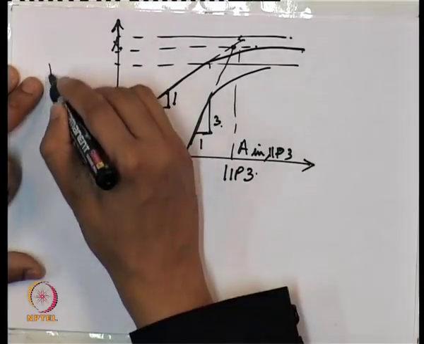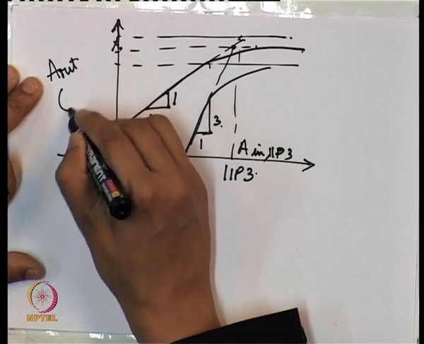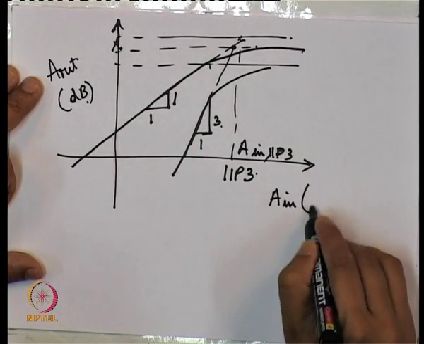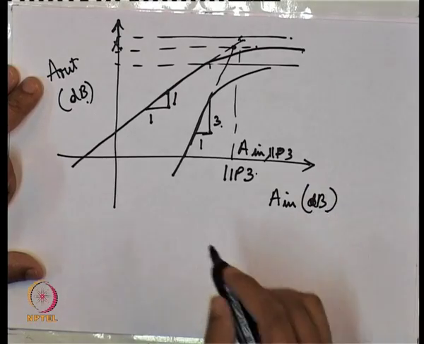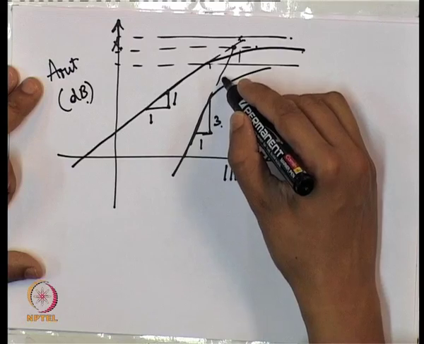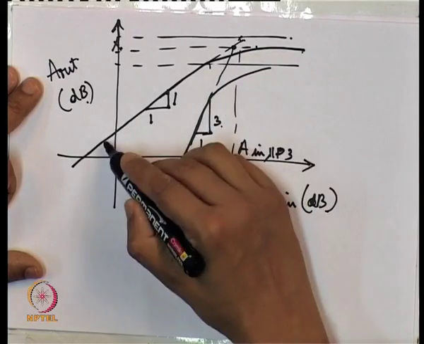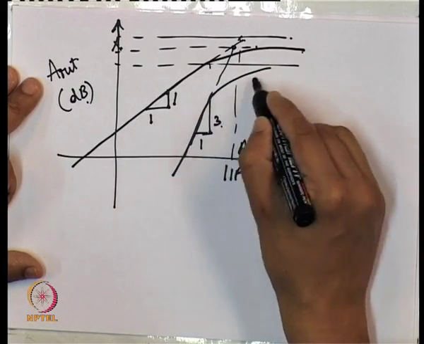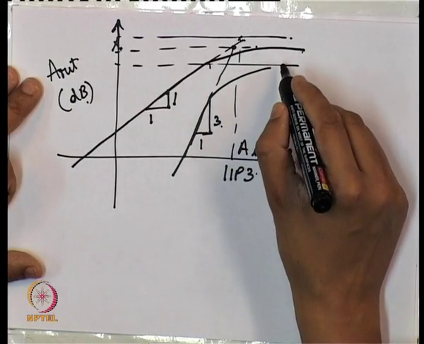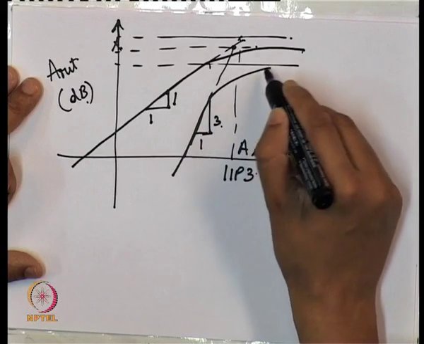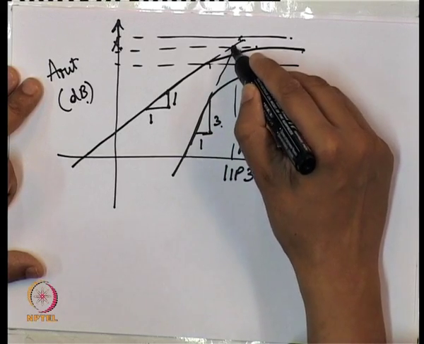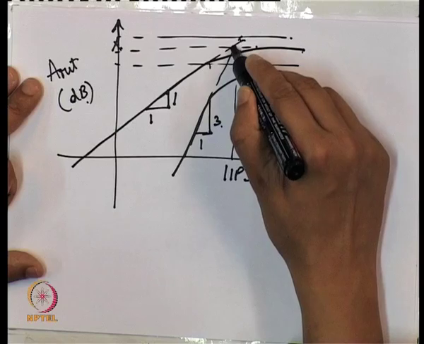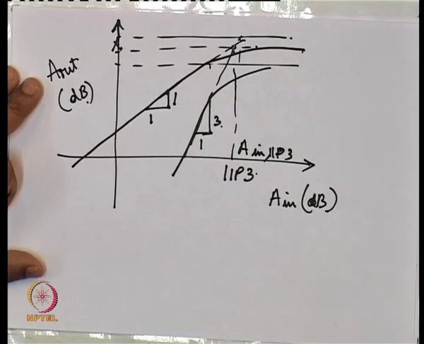So here you have A out in dB, and this is A in along the x axis in dB, and this is the slope that the third order intermodulation product follows, and this is the slope that the fundamental tone follows. Now, this deviation from the straight line is due to gain compression. However, if we ignore the gain compression, then they would have met at a certain point, and that point is the IP3 value.